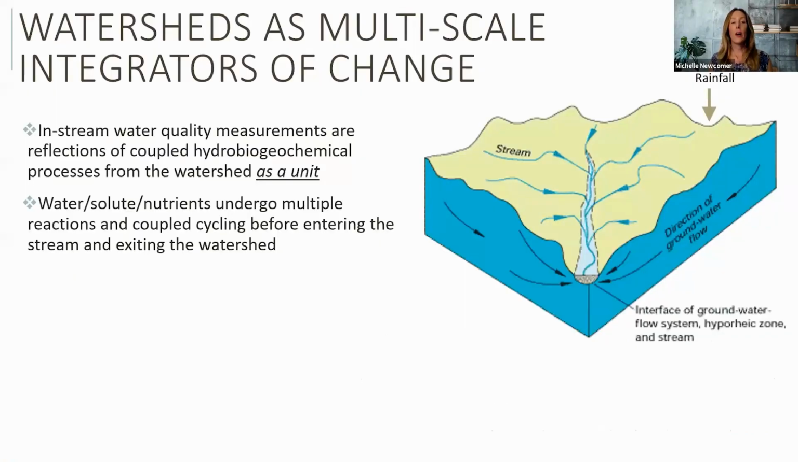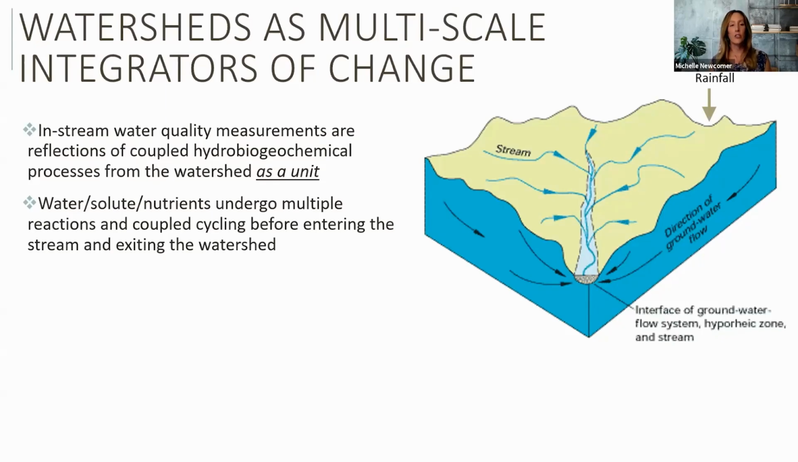So this concept of a watershed is important here because the watershed is an important integrator of changes that occur within the system upstream. So for example, if there's a fire in one part of the watershed, the signal of that fire will propagate down because of hydrological flow conditions. So what we're thinking about here is how do in-stream measurements reflect those coupled hydrobiogeochemical processes as well as changes? Are they indicators of those changes?